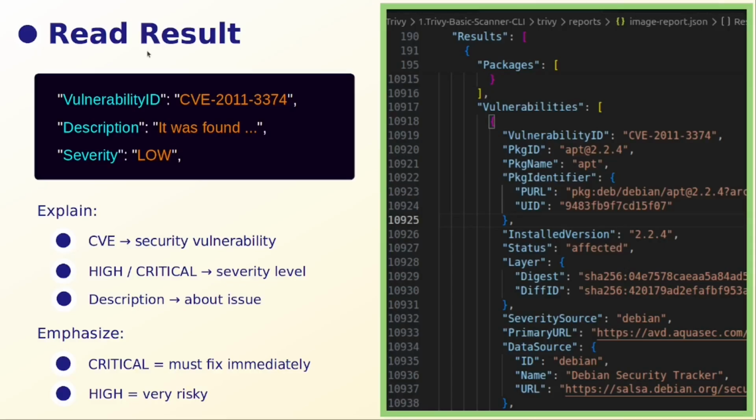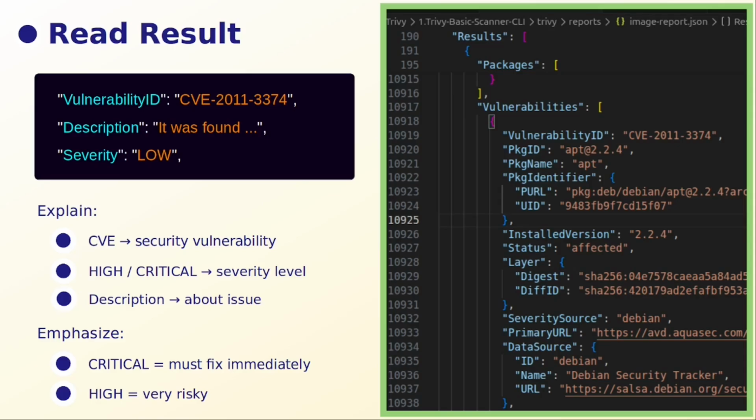Great result. Now let's focus on the more important part of this project, how to read the scan result. Here is an example output. At first, it looks a bit technical, but it is actually very simple once we break it down. First, we have the CVE ID. CVE stands for Common Vulnerabilities and Exposures. It is a unique identifier for a known security issue. You can think of it like an ID card for security problems.